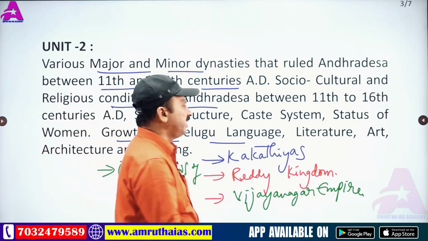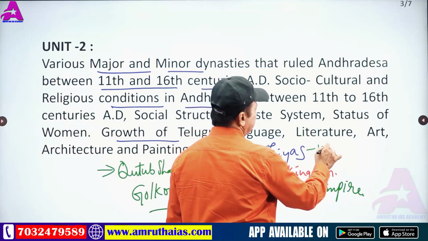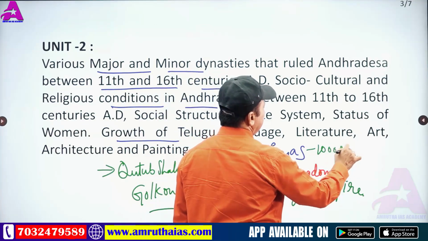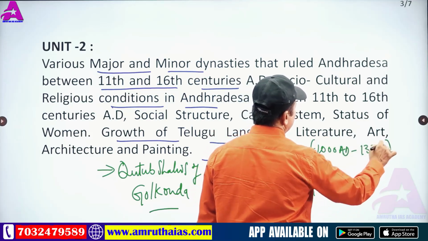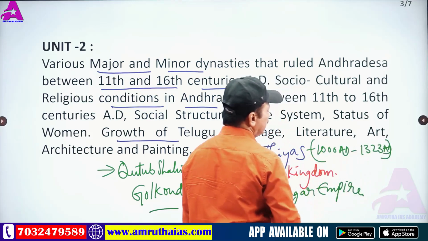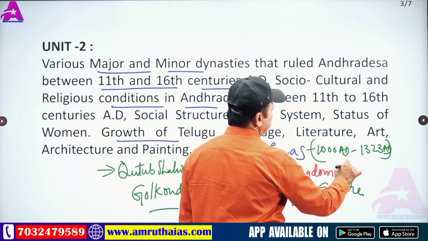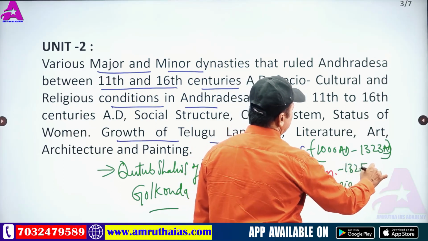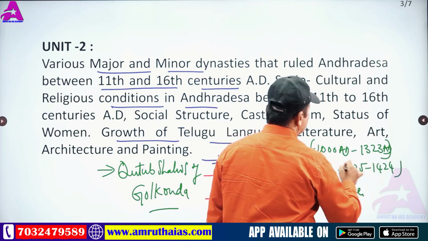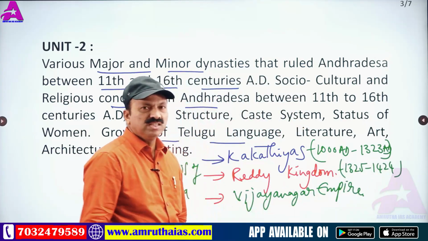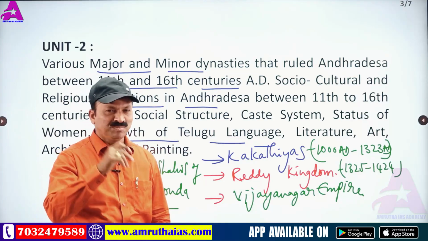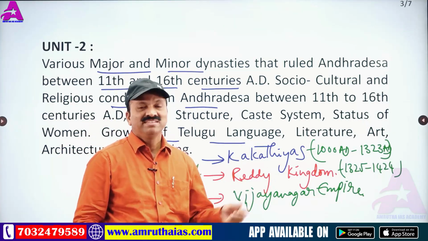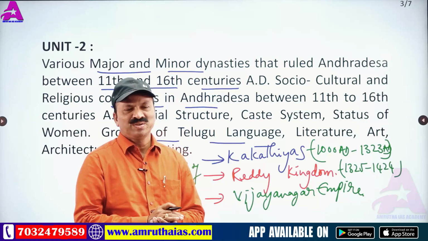Kakatiyas came to power in the year 1000 AD and continued till 1323 AD. The Reddy kingdom came in 1325 and continued till 1424. This is the Addanki Reddy kingdom. Then the Rajamandri Reddy kingdom is also existing; that also you have to remember.